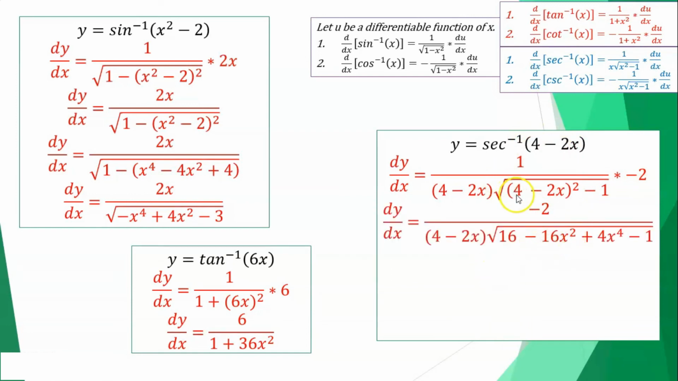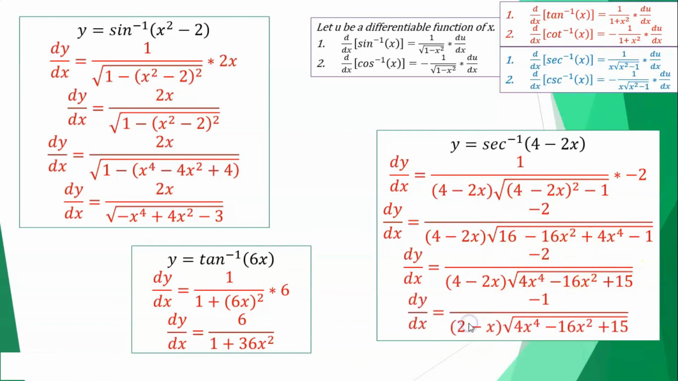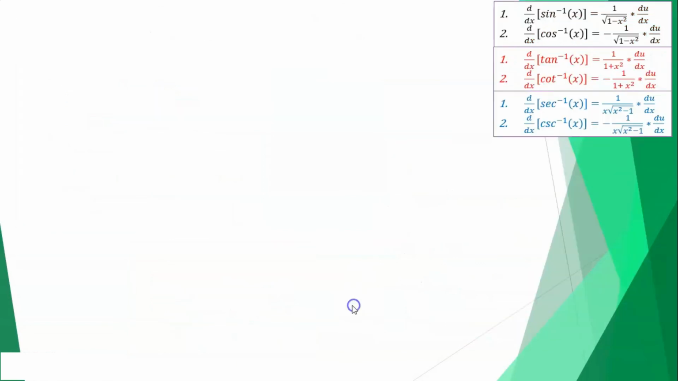So squaring this one, this would be 16 minus 16x squared plus 4x to the power 4, then minus 1. Simplifying further, we will get this, combining like terms, and our final answer here is negative 1 over 2 minus x times the square root of 4x to the 4 minus 16x squared plus 15. So we factor out 2 here, then we cancel. So this is the final answer.